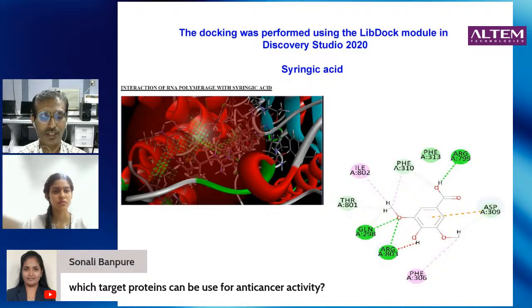So it's not possible to put a finger on a particular protein and say that targeting this particular protein is going to cure the cancer. It's not like that.